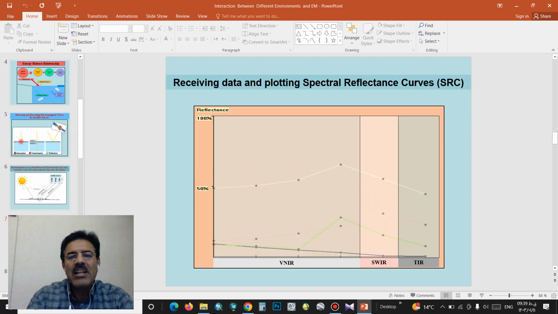Receiving data and plotting the spectral reflectance curve, or SRC. This slide is showing a spectral reflectance curve. On the horizontal axis, we see VNIR, SWIR, and TIR. And on the vertical axis is reflectance in percent.